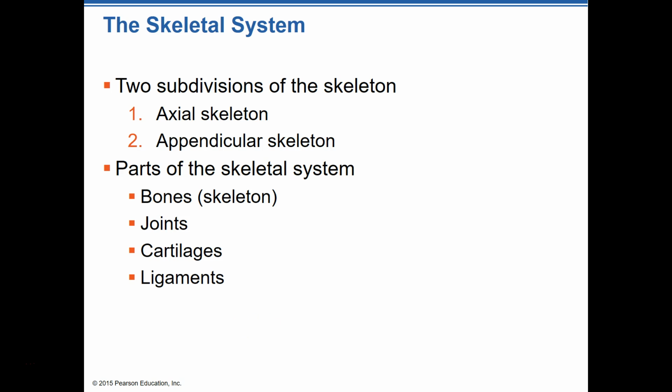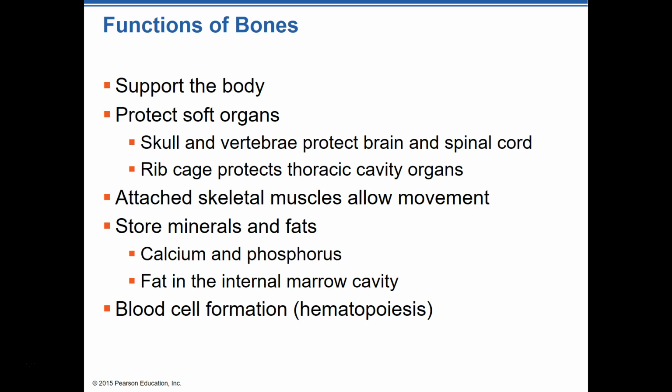Right, so the skeletal system is divided into two different sections or two subdivisions. The axial skeleton and the appendicular skeleton. We'll talk about those a little bit later. Also, the parts of the skeletal system that we're going to talk about specifically are the bones, which is the skeleton itself, joints, cartilages, and of course ligaments. We'll talk about all those to at least some degree.